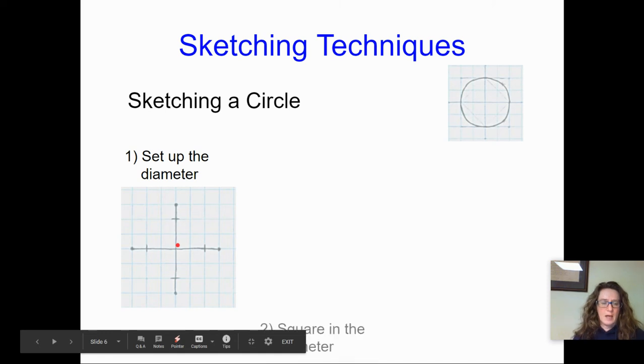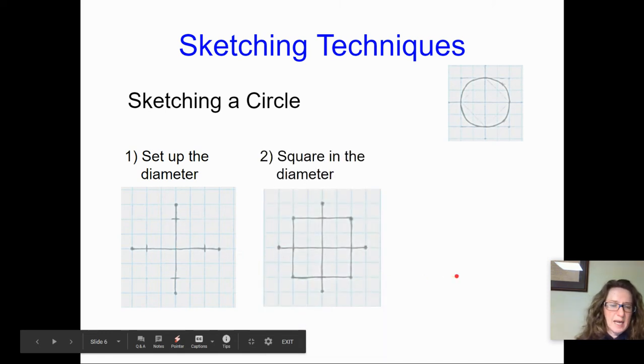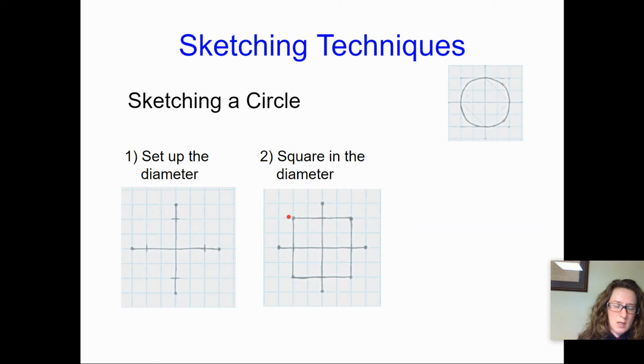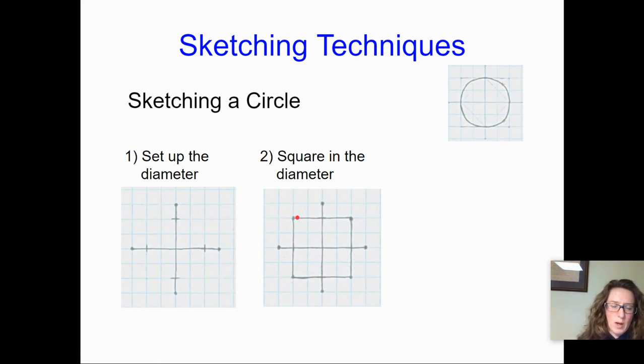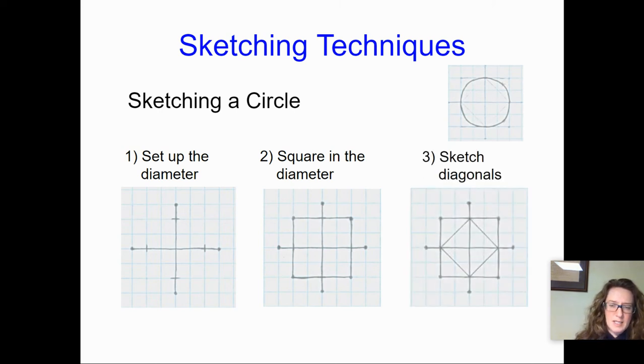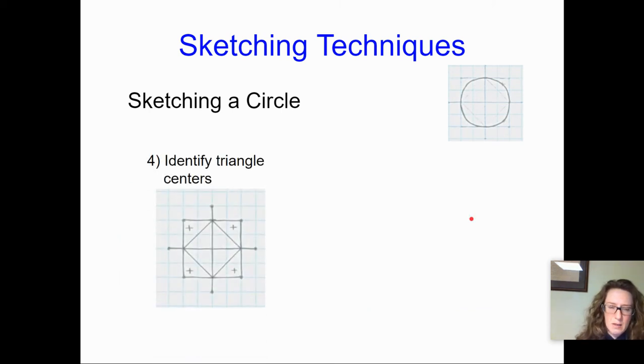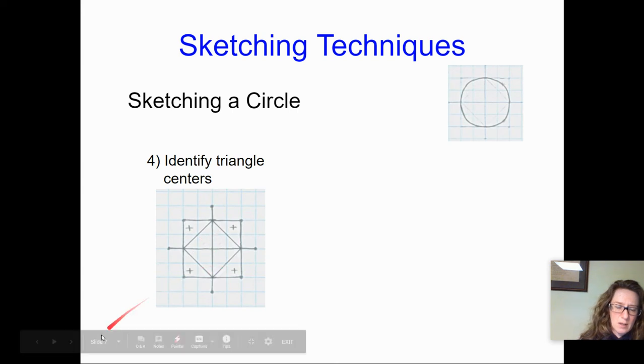And then on the next step, you're going to square in the diameter. So we're just going to draw this square here. Now, why would we want to draw a square to draw a circle? It can help. Then we're going to sketch the diagonals here, here, here, and here. Just give this a try. And then we identify the triangle centers, the upper triangle. So you're going to leave everything blank in the middle here.